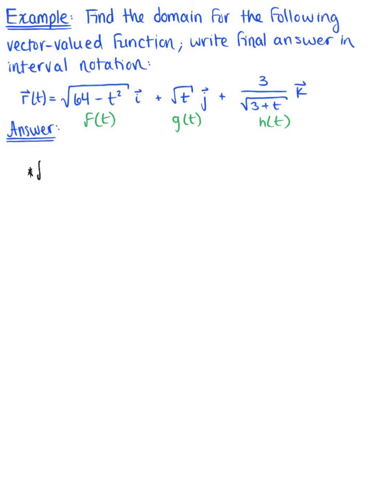So let's start by thinking about f of t, which is defined as the square root of 64 minus t squared. Now, if you're comfortable, go ahead and work through this quicker. I'm going to go through just a tiny bit of review here. So we recognize this function. This is a semicircle. And if you didn't recognize it, you do now.